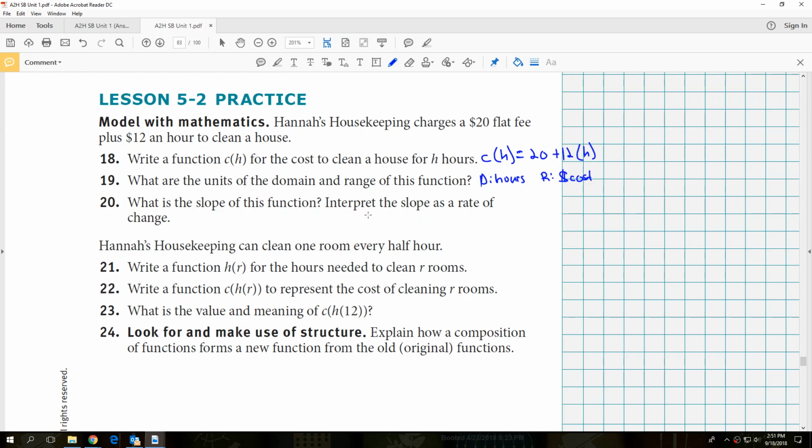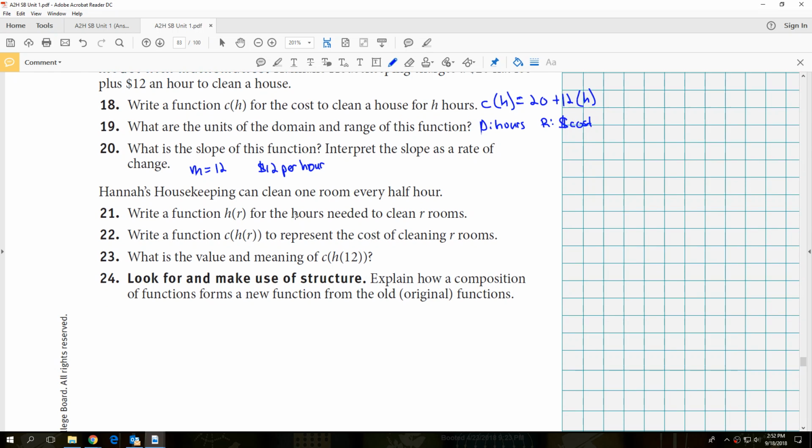Okay, what is the slope of this function? Interpret the slope as a rate of change. So slope, or m, is equal to 12 in this case. And as a rate of change, it would be $12 per hour, just like that. Slope and rate of change are the same as far as value goes. It's just that rate of change has units associated with it.